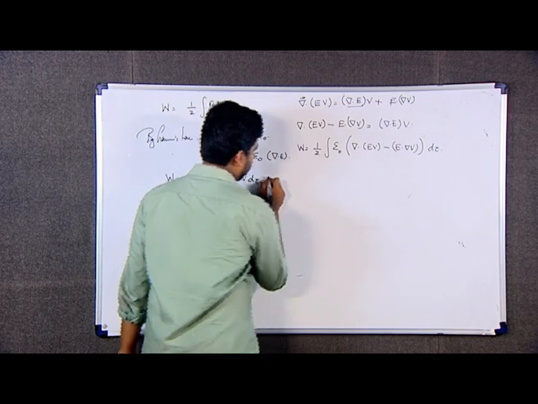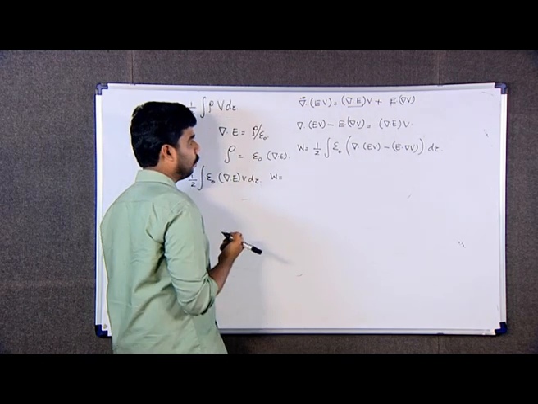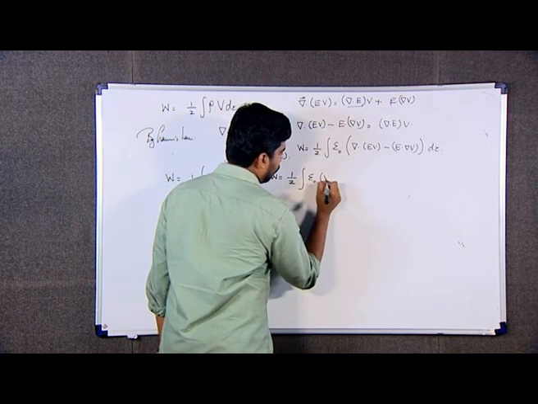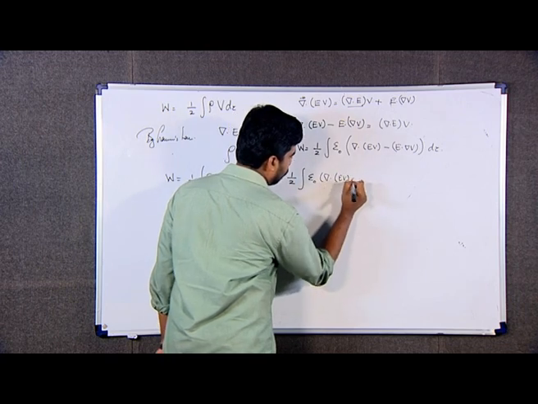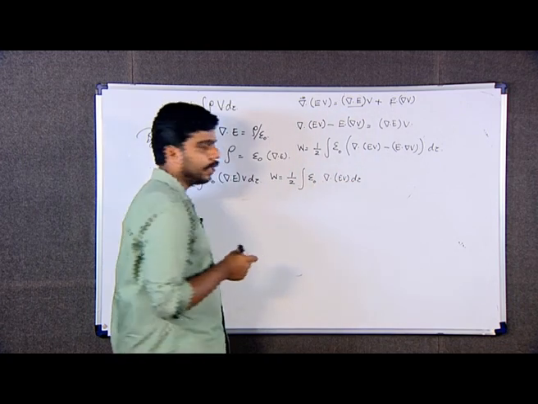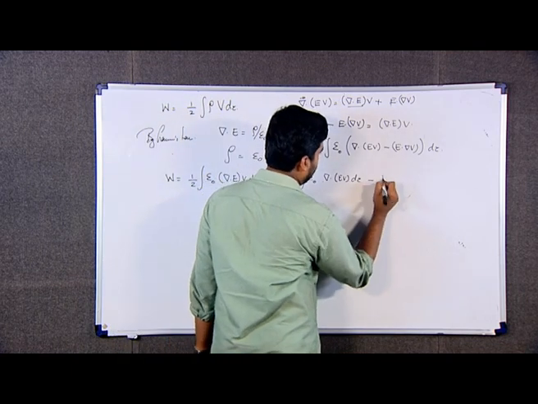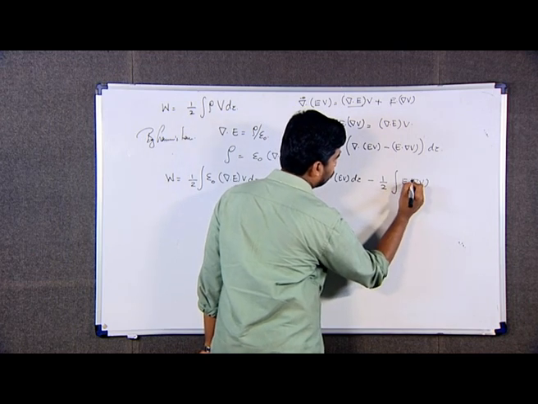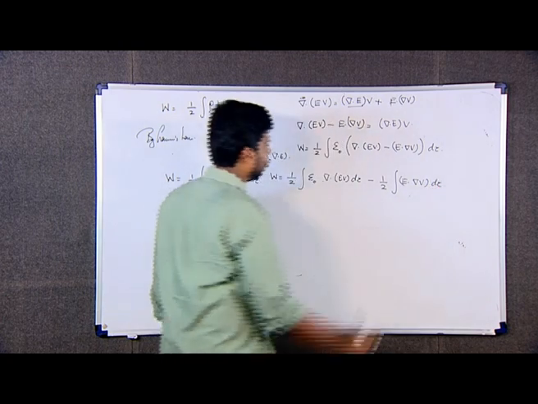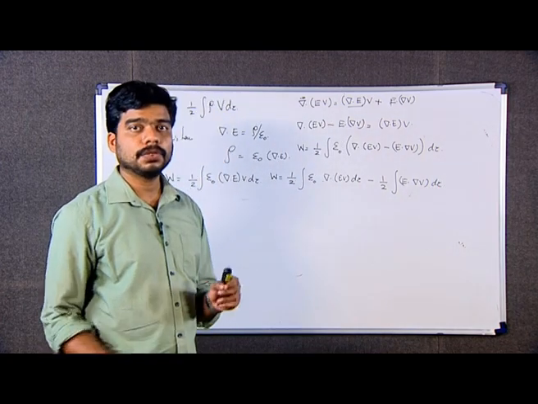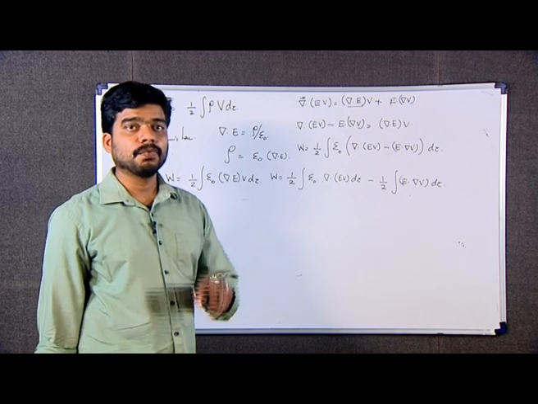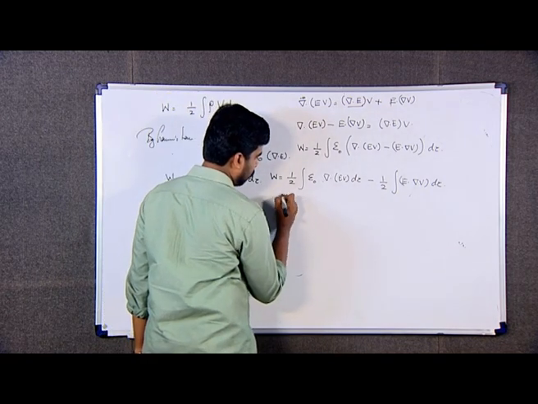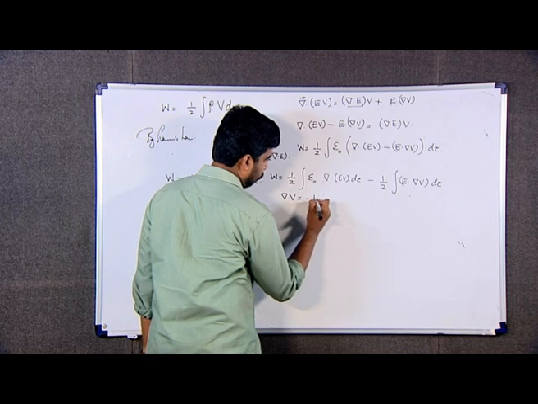I will separate this integral and write it as W equals half integral epsilon 0 del dot (E V) d tau, minus half integral E dot del V d tau. Both are volume integrals. What about del V? We know that del V is equal to minus E.